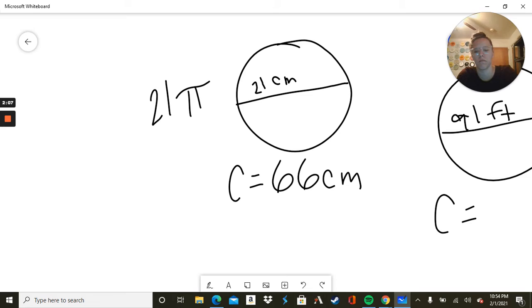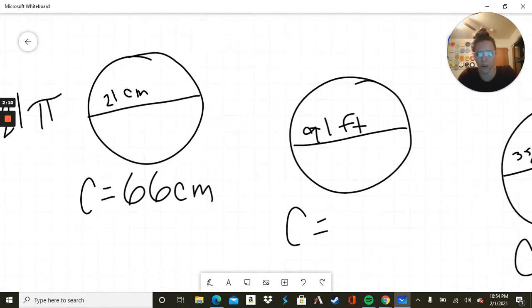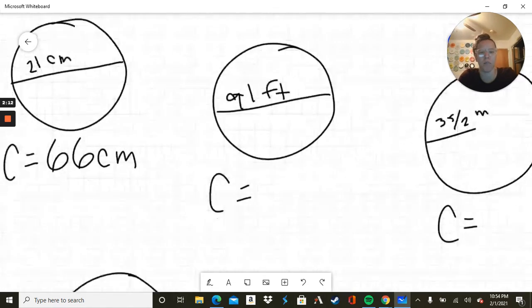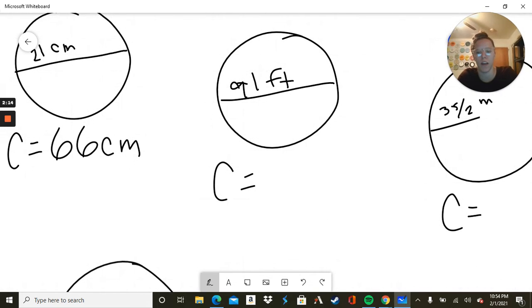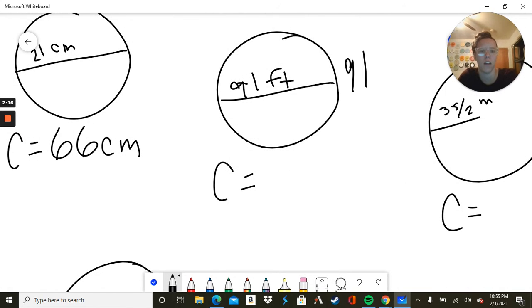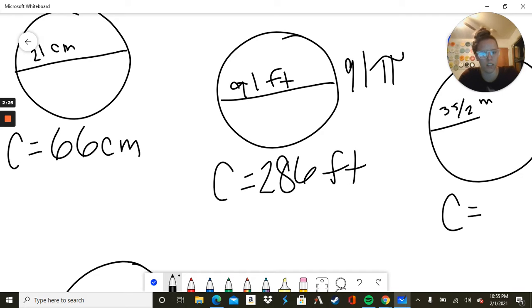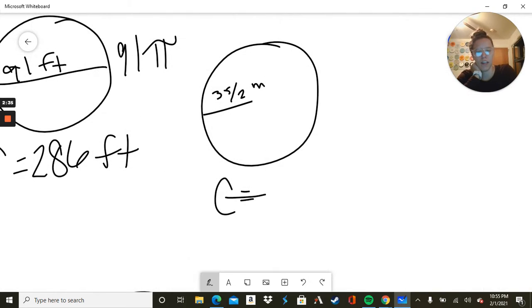Okay. So all we did was take the diameter times pi. Next one, same thing. We're going to take diameter times pi again. So this is 91 times pi, and that is roughly 286 feet. That's all how you write circumference. There's no squared or cubed or anything like that. It's just straight label. I always do that. Forget that I had an extra button here.